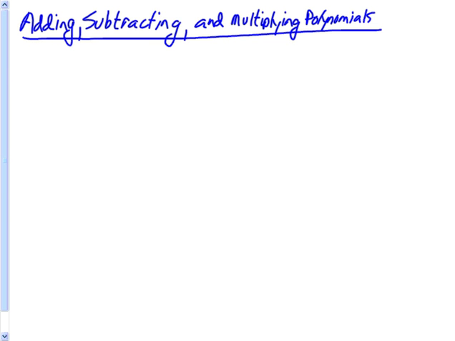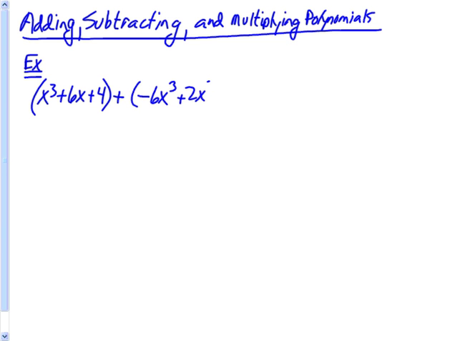Okay, so let's take a look at adding polynomials first. And we're going to do all these horizontally. Okay, so let's look here at our first example. Let's say we got x cubed plus 6x plus 4. Let's say we got this polynomial here, this cubic polynomial, degree 3. We're going to add in negative 6x cubed plus 2x squared minus 9x minus 2. Let's see, we got that, okay?